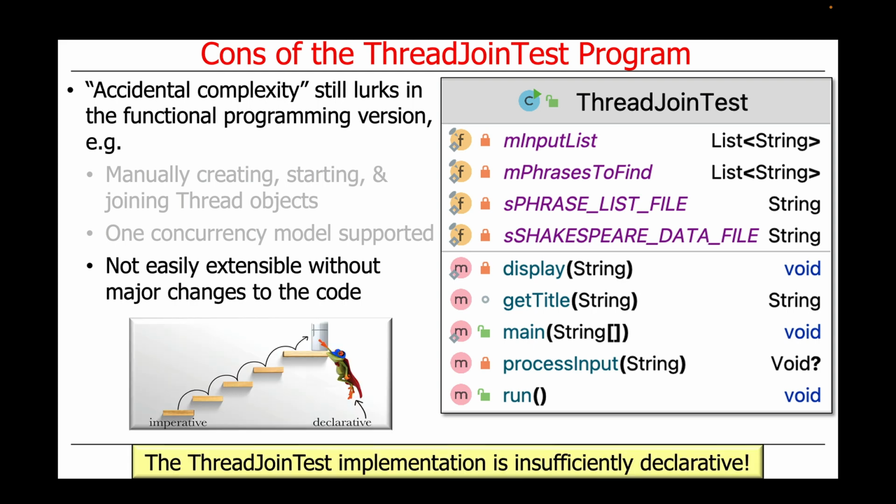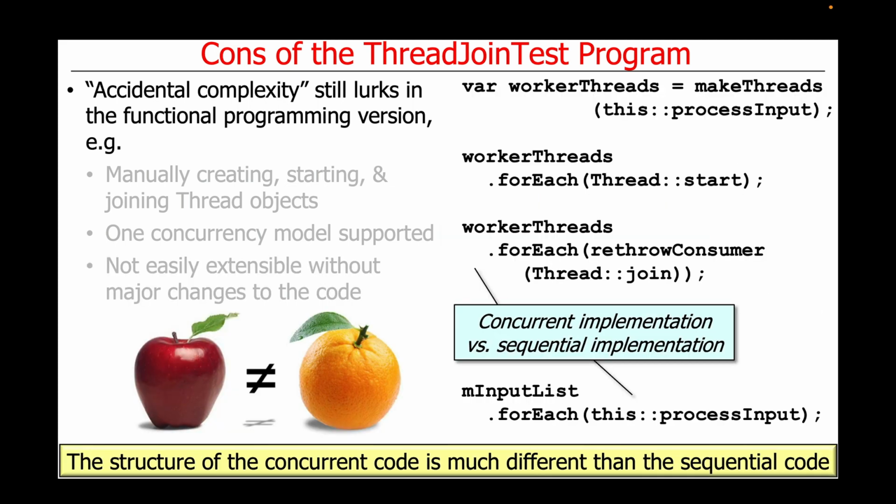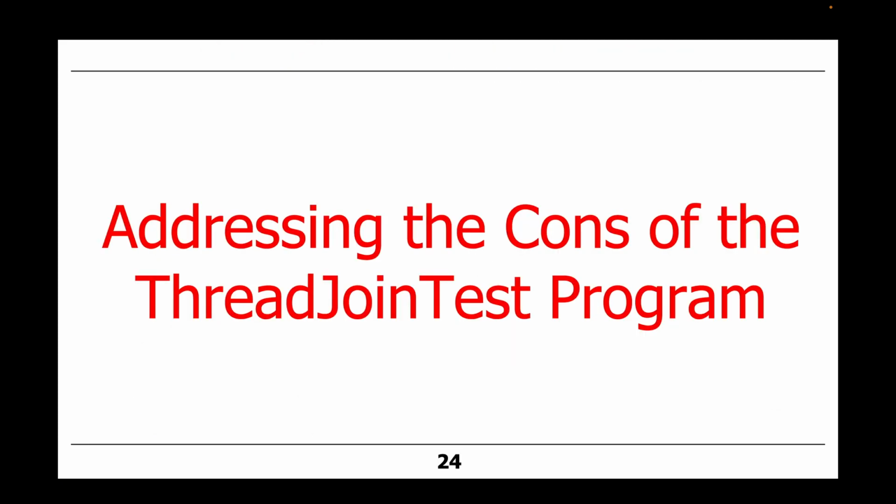In a nutshell, the ThreadJoinTest program's implementation is insufficiently declarative, even though it's certainly an improvement relative to the earlier Java object-oriented version. A related issue is that the structure of the concurrent implementation of the ThreadJoinTest program looks much different than a sequential implementation that provides the same functionality. We'll now briefly explore how to address the cons of the ThreadJoinTest program.